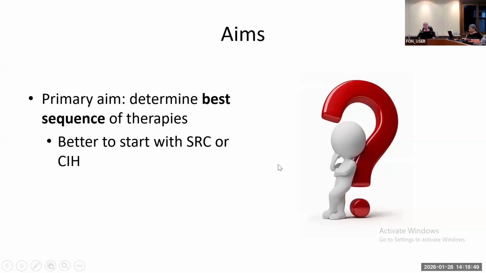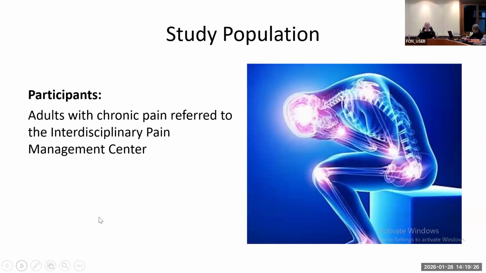Okay, so I'm just going to talk about our primary aim here. And our primary aim is to determine the best sequence of therapies. And our primary question was, is it better in clinic to start with regular PT, OT, physical therapy and occupational therapy? Or is it better to start with complementary and integrative health modalities? So this is our primary aim that we're talking about.